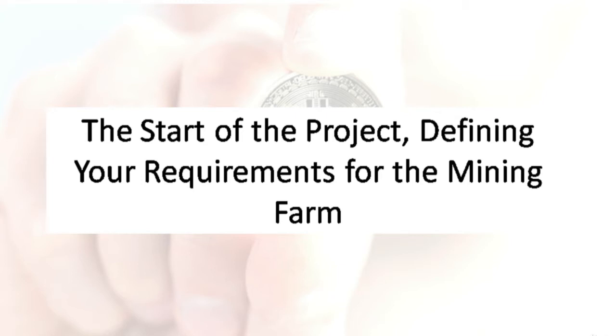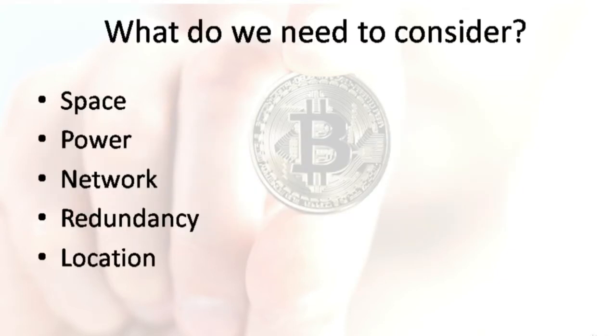To both start the procurement process and to have a fruitful discussion with prospective suppliers, contractors, consultants, and builders, there are a few main pieces of information that are needed. Don't get worried about this list as we go forward, because we will discuss each requirement that I list in more detail throughout this course. So, what do we need to consider? We can break this down in the following categories, which is space, power consumption, network requirements, redundancy or availability, and location.